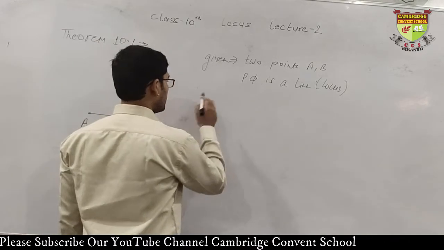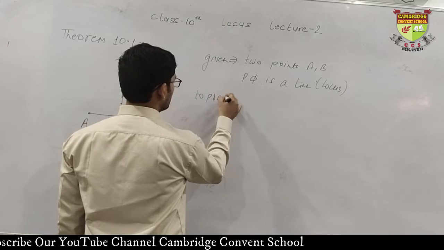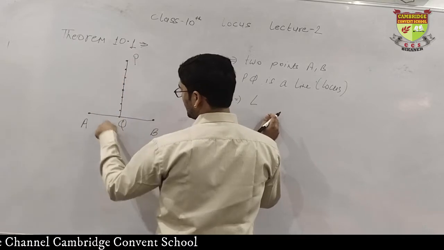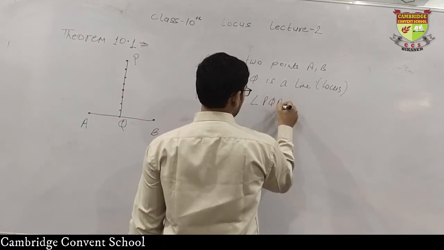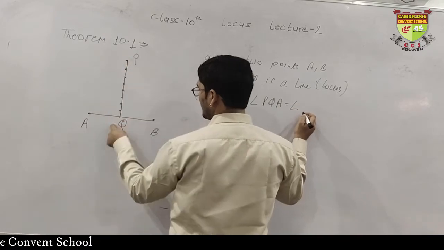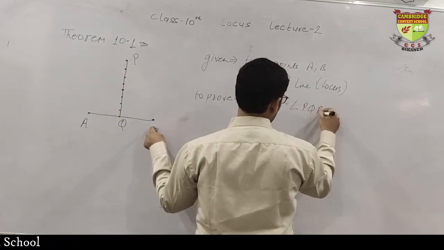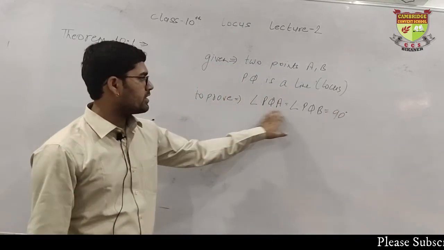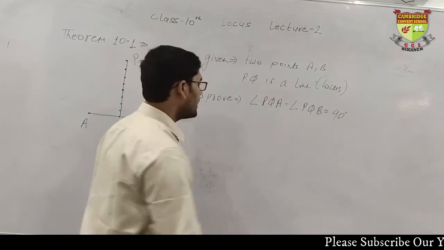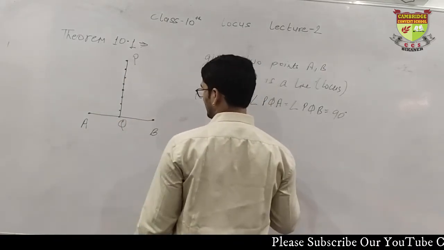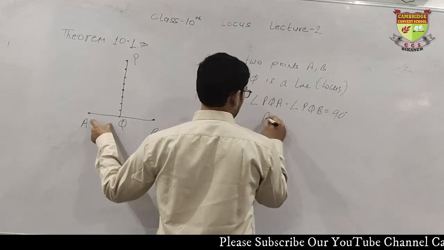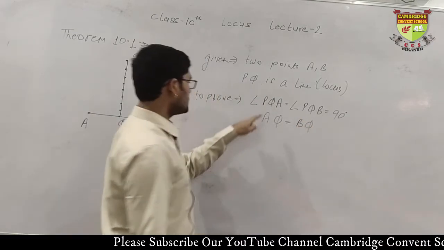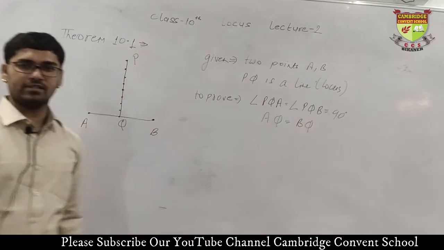And what do we have to prove? We have to prove angle PQA equal to angle PQB equal to 90 degrees. This is 90, this is 90. We have to prove this. This angle also 90, this angle also 90. That is perpendicular. And another thing we have to prove is bisector. Bisector means AQ equal to BQ. This means perpendicular, this means bisector. Perpendicular bisector. We have to prove this.